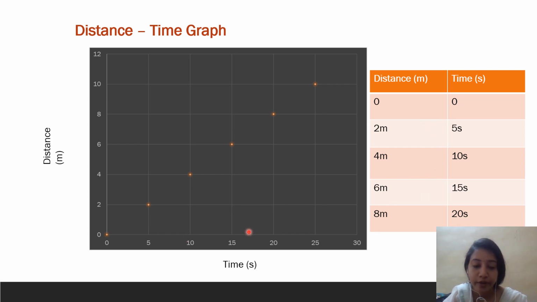So how to plot a graph? First of all, you have to mark the position where both distance and time come together, that is at 0, 0, both of them are there.